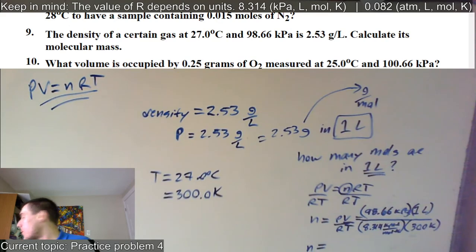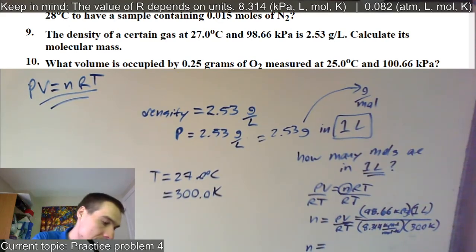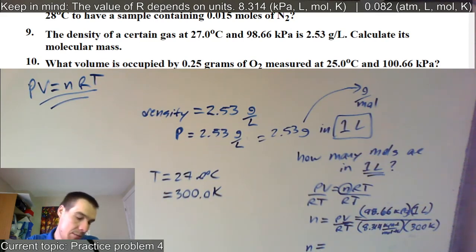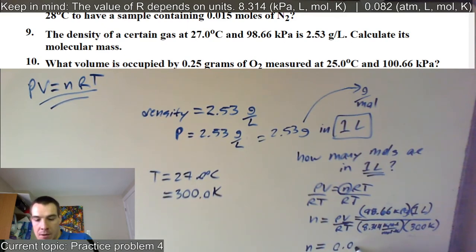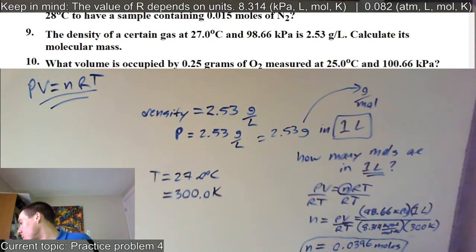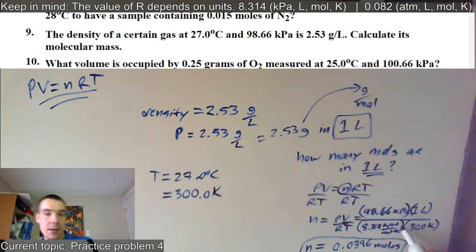So the number of moles of my gas, which is what I'm solving for, is 98.66 times 1 divided by 8.314 divided again by 300. Very small: 0.0396 moles. It's moles because we cancel kPa with kPa, liters with liters, Kelvin with Kelvin, and we just end up with moles at the end of the day. So that's how many moles I have.